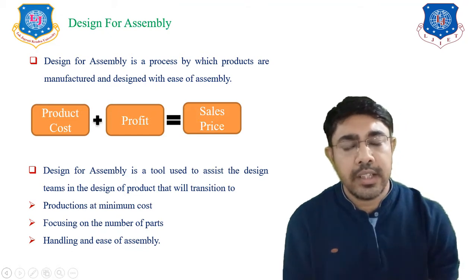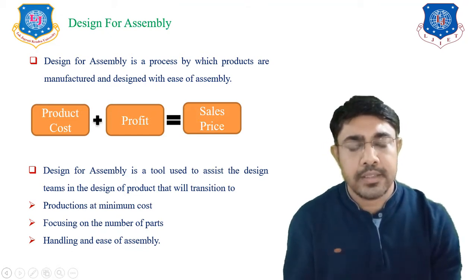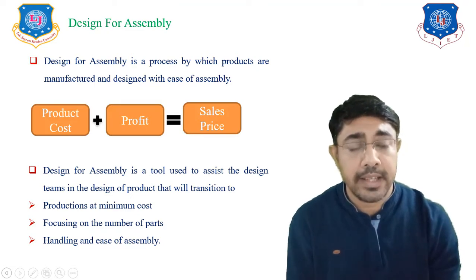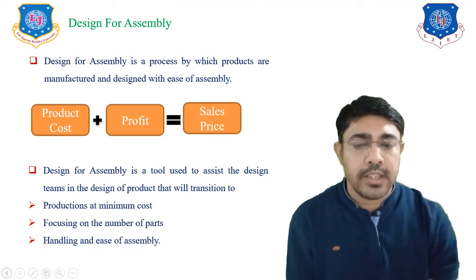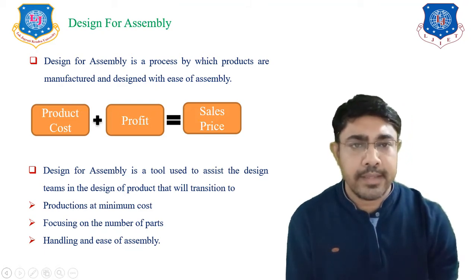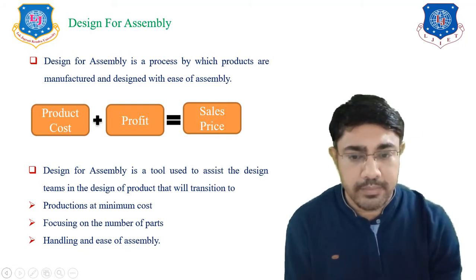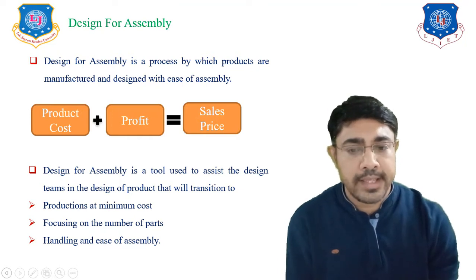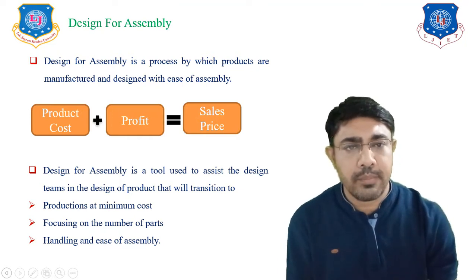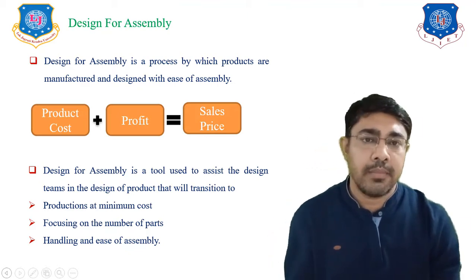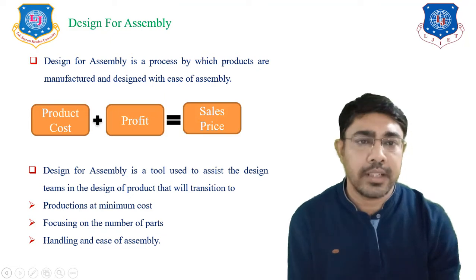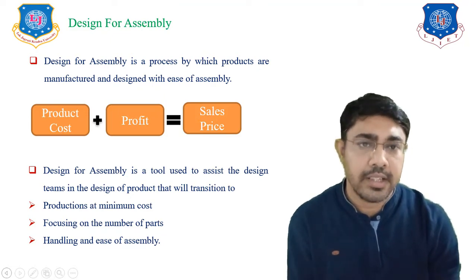Up to this lecture, we learned design for manufacturing and design for maintenance, and the guidelines followed for design for manufacturing. In this lecture, we learn design for assembly and which guidelines we have to follow for it. So what is design for assembly? Design for assembly is the process by which the product is designed so that the assembly of the components is easily done.